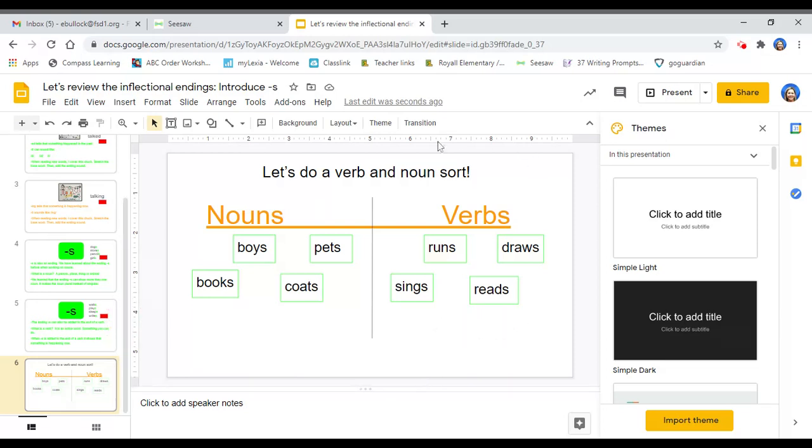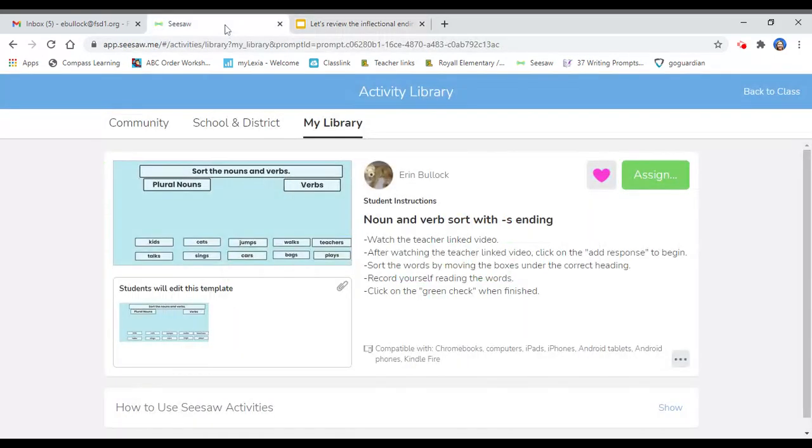Now, when you finish this video, your job is to go to Seesaw, and you are going to be completing the activity that's named noun and verb sort with the S ending. And you're going to be doing the same thing. You're going to be sorting your plural nouns over here, sorting your verbs over here. And then we would like for you to record yourself reading those new words so that you make sure you add the ending S sound with it. And then you're going to submit it to your teacher.